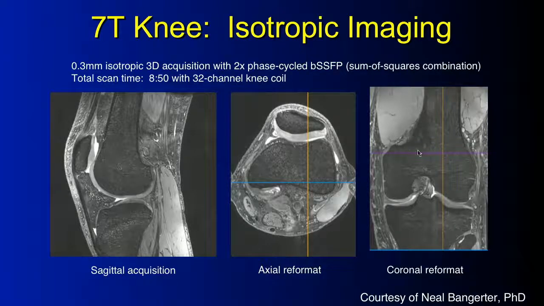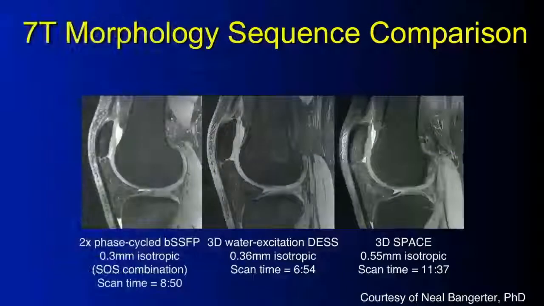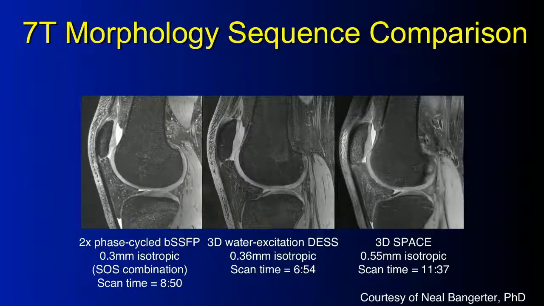You can go even higher resolution morphologically at 7 Tesla. This is from Neal Bangerter, a 0.3 millimeter isotropic 3D acquisition. This is done with balanced SSFP. It's an 8-minute scan time, but beautiful isotropic resolution with reformats. And you can compare this with both DESS imaging and 3D fast spin echo imaging in terms of the overall quality of the acquisition.